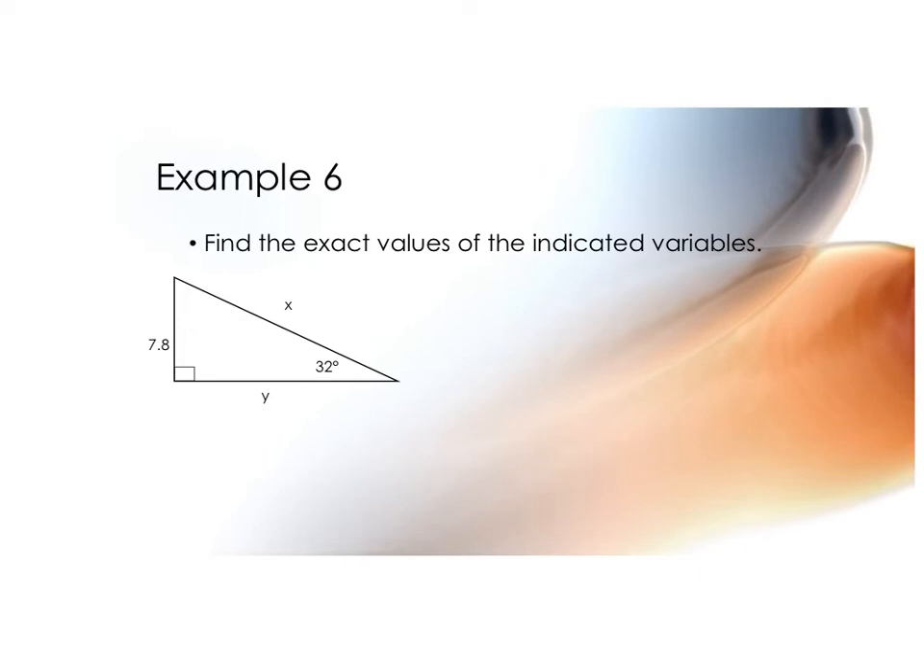So pick the angle. Obviously, you need to know two of the three parts of your trig function. I'm given 32 degrees, so I'm going to use that one. I have 7.8, so I'm going to use that as part of it. But if I wanted to find x, given 7.8 and x, what two sides in respect to 32 are those? Where's 7.8 in respect to 32? Opposite. Where's x in respect to that triangle? Hypotenuse. So what trig function is opposite hypotenuse? Sine. So I'm going to use sine of 32 degrees equals opposite, which is 7.8, over hypotenuse, which is x.